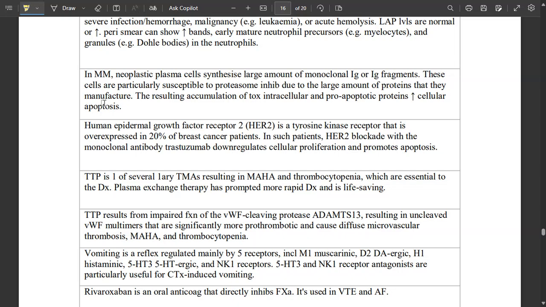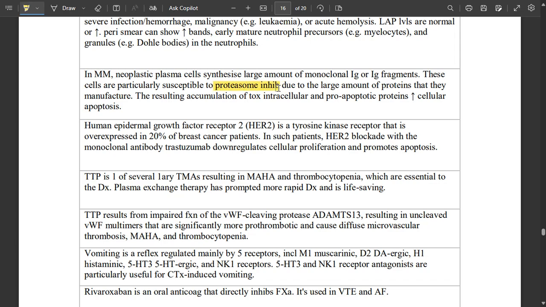In multiple myeloma, neoplastic plasma cells synthesize a large amount of monoclonal immunoglobulin. It is a proliferation of malignant plasma cells. The function of plasma cells is to produce immunoglobulins, so a large number of monoclonal immunoglobulins of one specific type are produced, and those increased immunoglobulins cause the symptoms of multiple myeloma. These cells are therefore particularly susceptible to proteasome inhibitors.